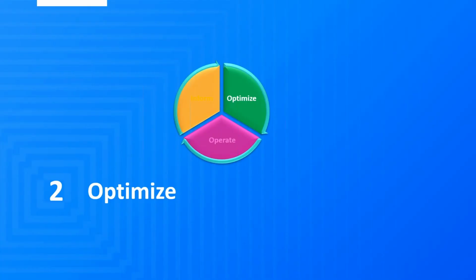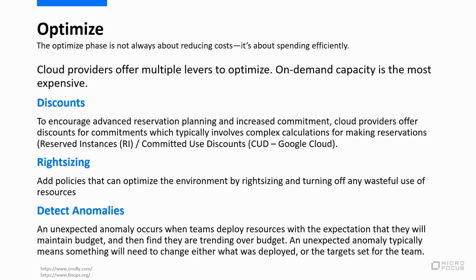Next comes the optimize phase, which is an interesting piece. Optimize doesn't mean that you immediately jump into the optimization, and that's the surprise here. The optimize phase is not always about reducing cost. It is about spending efficiently. That's the crucial thing that everyone should remember. It is not about just going and reducing the cost by bringing down some crucial servers, right? It is about how you can spend efficiently by getting some discounts, by making policies which can help you do some right sizing, by detecting anomalies so that you can course correct, right? That's what it is all about.